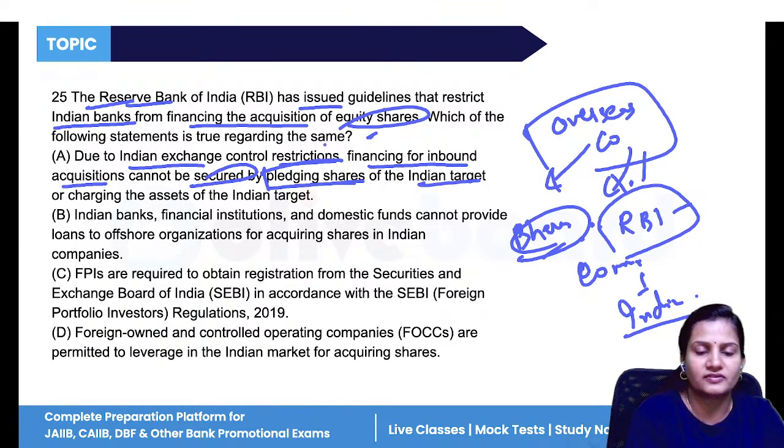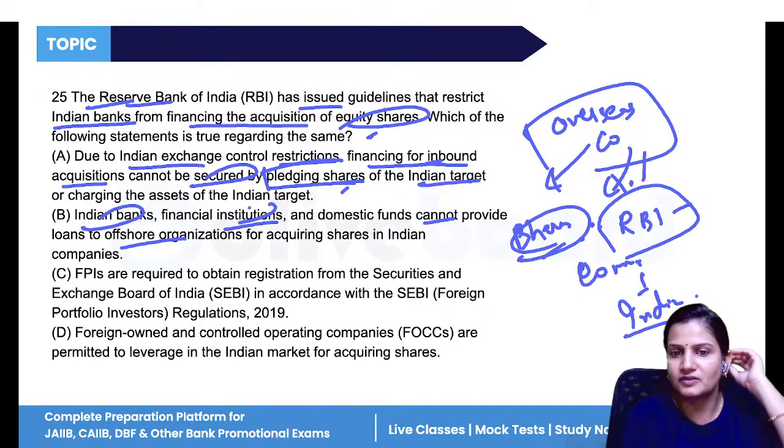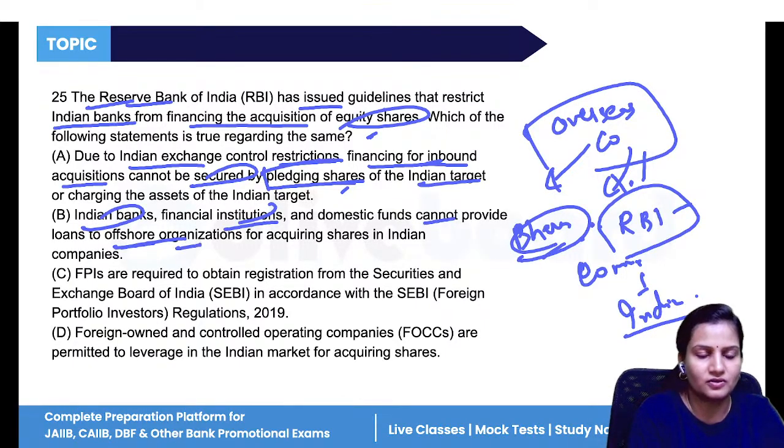Indian exchange control restrictions on financing for inbound acquisitions do not allow this. Indian banks and financial institutions cannot provide loans to offshore organizations. Yes, any Indian bank or Indian financial institution will not provide any kind of financial help to an offshore organization.